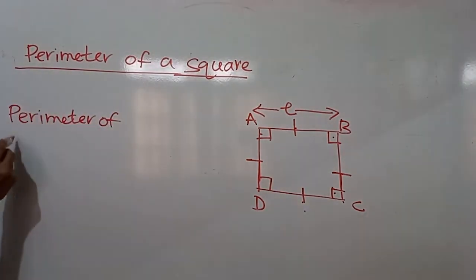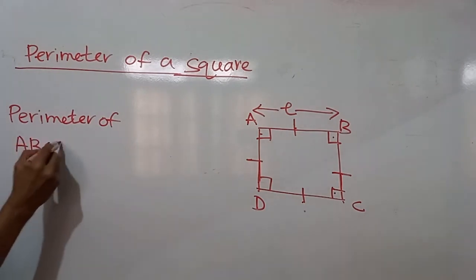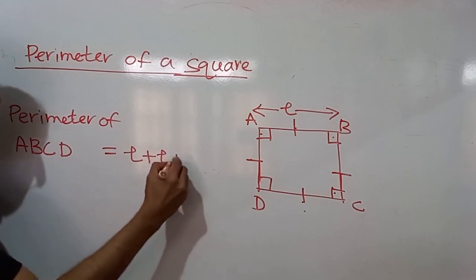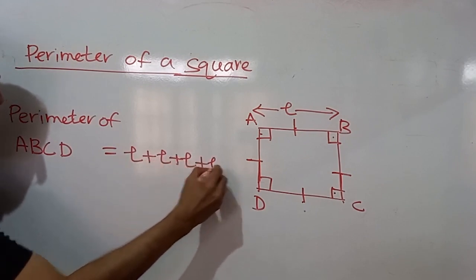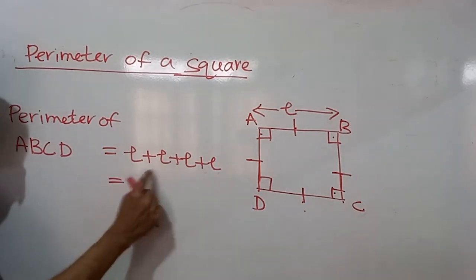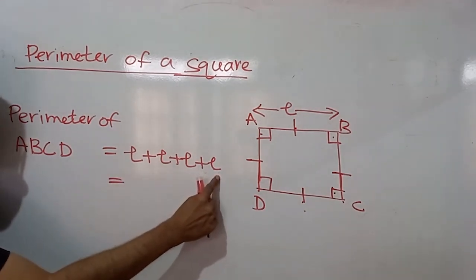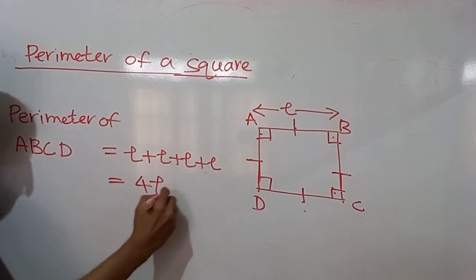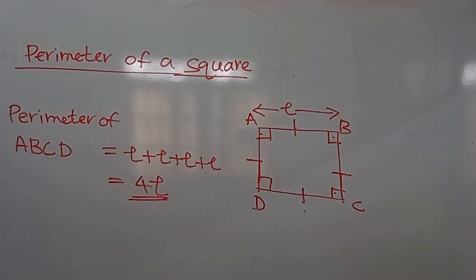So the perimeter of ABCD, that is equal to what? L plus L plus L plus L. That means what? These are like terms, right? I hope that you can remember. So we can simplify this as what? 4L. Right. Write it down. Perimeter of a square.